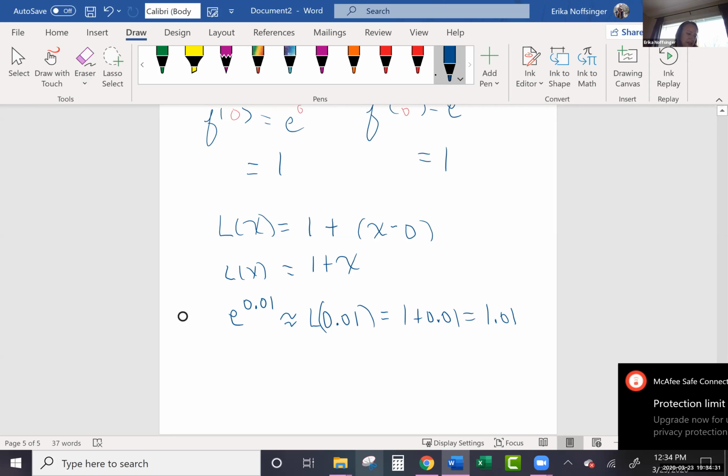And so if you look at your calculator and do that, e to the 0.01 is 1.010050167. So again, we're really, really close there. Tens, hundreds, thousands, 100 thousandths position. So the estimate is really close.